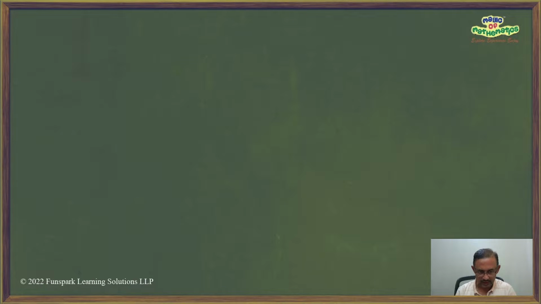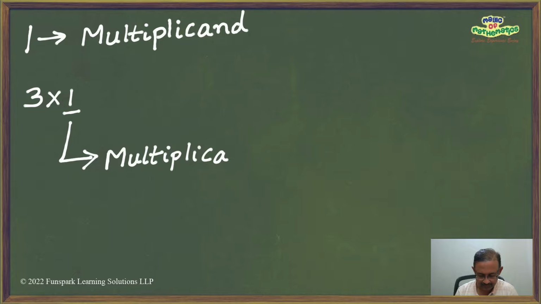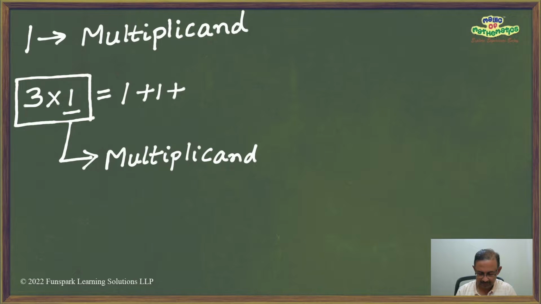First, let us look at the case where 1 is the multiplicand. Let us say we need to find out what is 3 times 1. Here 1 is the multiplicand. We know that 3 times 1 is a shorthand for 1 plus 1 plus 1. That is 1 added to itself 3 times, which is equal to 3.